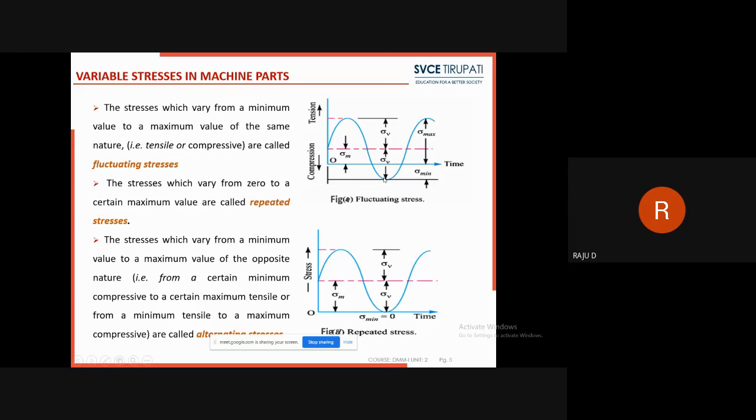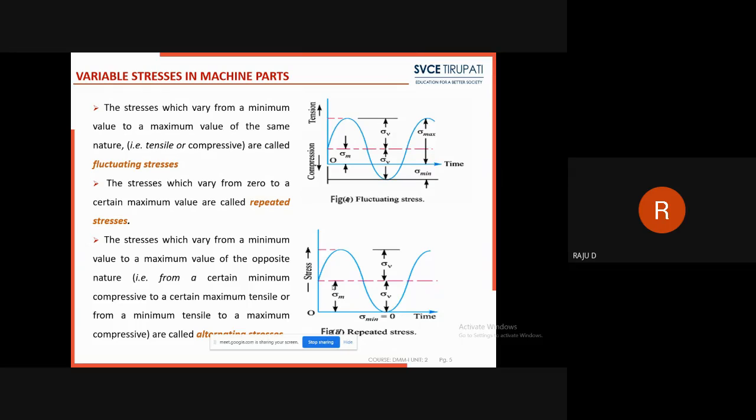From the 0 point to the datum point is a variable stress system. Sigma v means variable stress, sigma maximum is the maximum stress value. On the x-axis is time, on the y-axis is expansion ratio, whether it is compression or tension. Next one, repeated, is also the same thing. See here, sigma m means mean stress. In repeated stresses, the sigma m is always at the datum point. Why? Because the stress value varies from the minimum to the maximum value. That's why here it is called a repeated value.